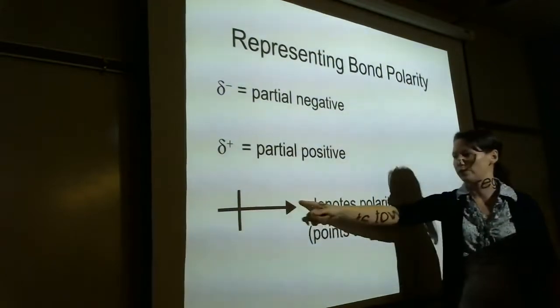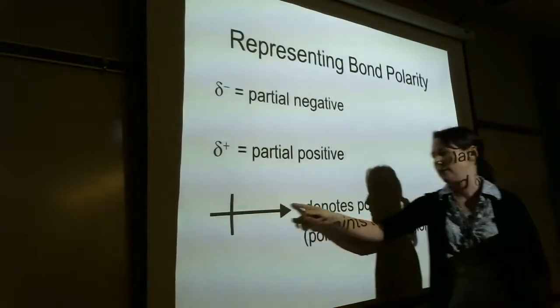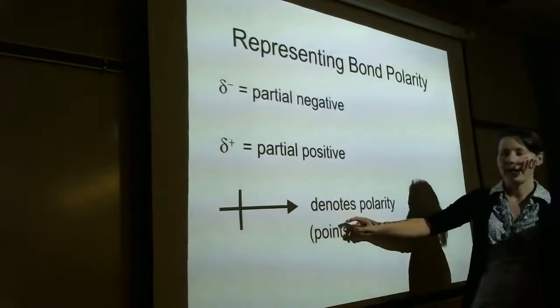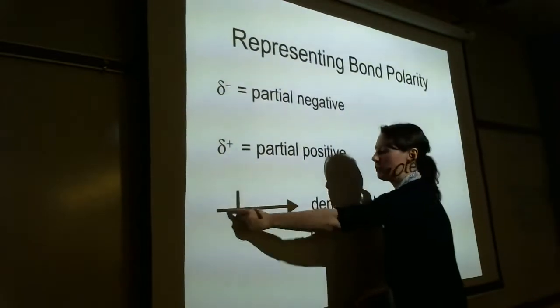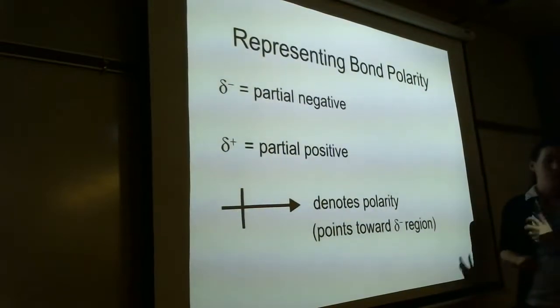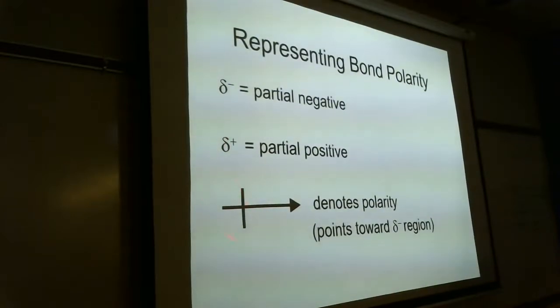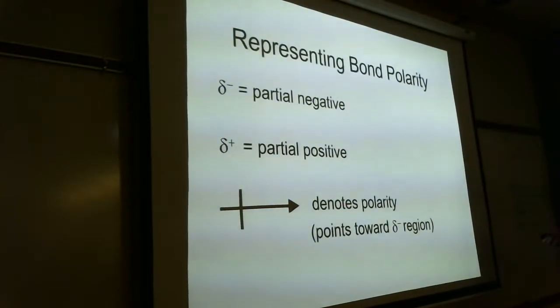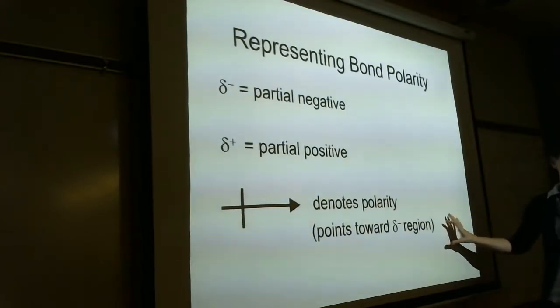And then we draw this little symbol with a plus sign, and basically just draw a plus sign and then keep extending it. The plus sign is next to the positive end, and it's pointing towards the negative end, the partially negative end, I should say. So you just draw this little plus sign, and you just keep going with an arrow pointing towards the partially negative region.